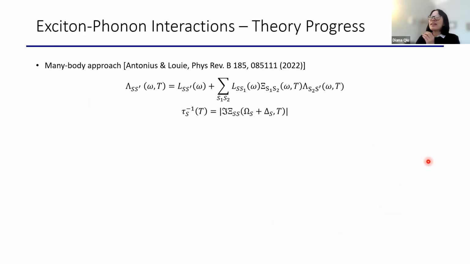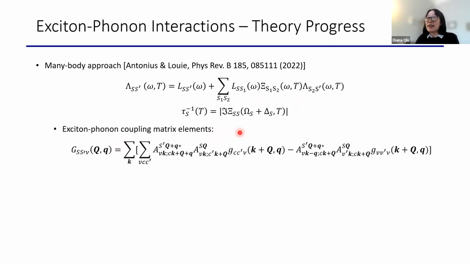More rigorously, you can derive the exciton-phonon self-energy within many-body perturbation theory, as demonstrated in this paper from Antonius and Louie. Here, lambda is the electron hole propagator, including both electron hole and electron phonon interactions. You can see this equation has the form of a Dyson equation connecting this lambda with L, which we saw before was the electron hole propagator from the Bethe-Salpeter equation. They're connected through the exciton-phonon self-energy Xray. And as usual, the inverse of the lifetimes is associated with the imaginary part of the self-energy Xray.